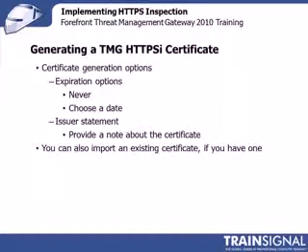When you generate a Threat Management Gateway HTTPS inspection certificate, you have a couple of options, including an expiration option of never or a date that you specify, as well as an issuer statement, which is where you can provide a note about what the certificate does. Providing this note at least helps people on the other end when they're looking at their certificate store get a better understanding for the purpose of the certificate. You may want to have a certificate expire if you want to be able to refresh your security policies from time to time as well. And again, if you have an existing certificate, you can import it for use with the Threat Management Gateway HTTPSI service.